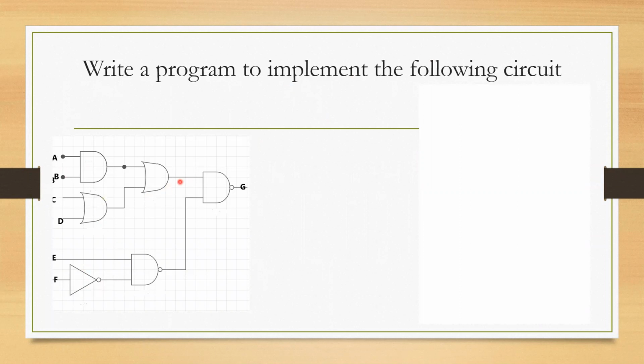And we have NAND. We don't have a NAND instruction, but we can do NAND by first doing the AND operation and then complementing the result. You will get the NAND. Similarly, you can get the NOR operation also. First do the OR operation and then complement it. You will get the NOR result.